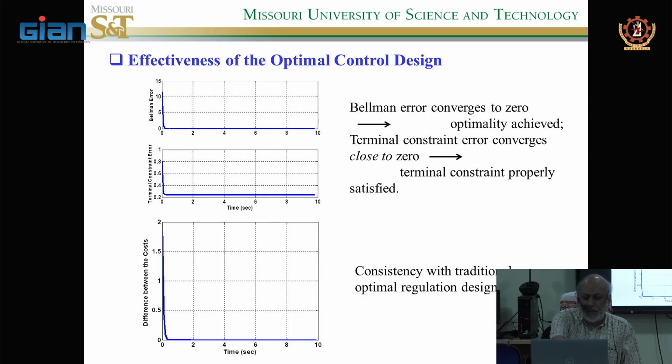And you can see the Bellman error goes to 0. That shows that optimality is attained. And the terminal constraint error also goes close to 0, and therefore the terminal constraint is also satisfied. And then you want to see the difference between the 2 costs, the consistency for the optimal design, and you can see that the error also goes to 0. That shows that the case of unknown dynamics converges to the case of known dynamics over time, which shows that Q-learning is really working. Got it? All right.